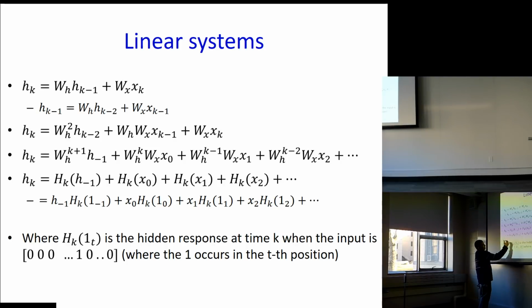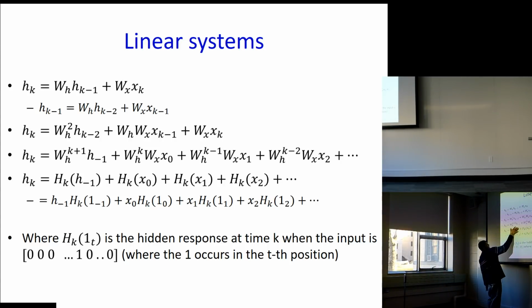If I work it all the way back to the beginning of time, this is going to be w_h raised to k plus 1 times the very first, the initial value of h, plus lower powers of w_h that operate on a weighted combination of the inputs, right? Now this is just a nice series, and something interesting falls out of the whole process.